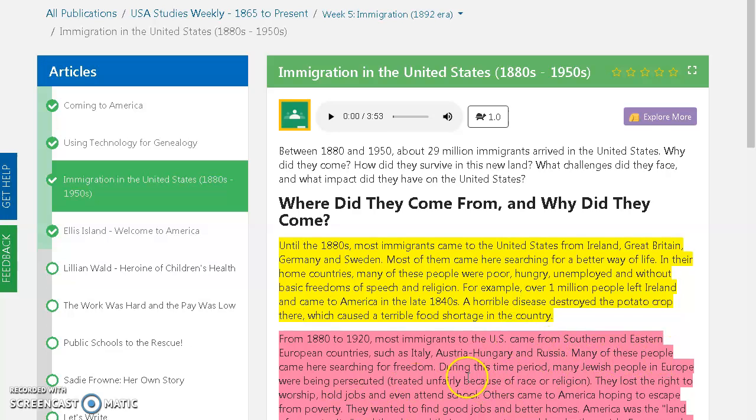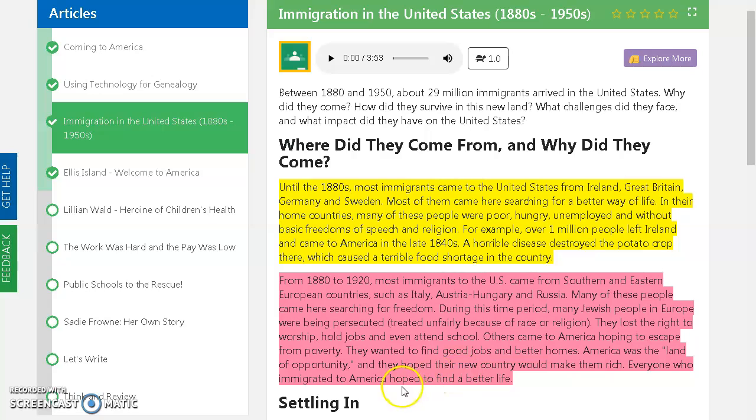This is also right here under this section where it says many Jewish people were persecuted. They were without freedom of speech. This one question kind of goes with both of these answers.